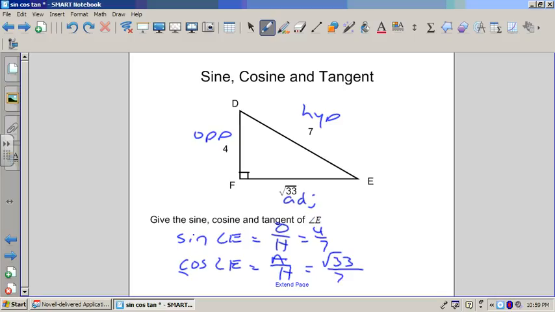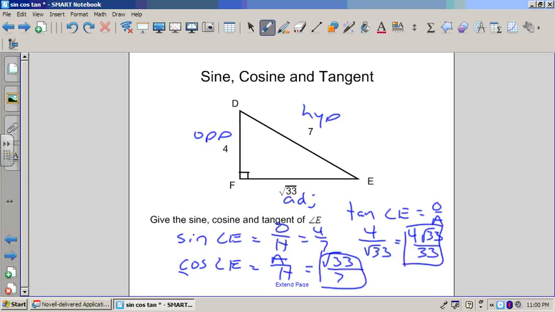And finally, the tangent of angle E is going to be the opposite over the adjacent, which in this case is going to be 4 over the square root of 33, which would simplify to 4 times the square root of 33 over 33. Probably not the prettiest number, but it is the answer. The tangent of E is 4 root 33 over 33.